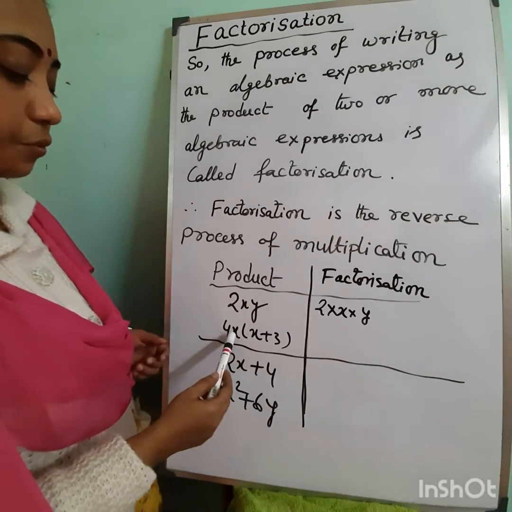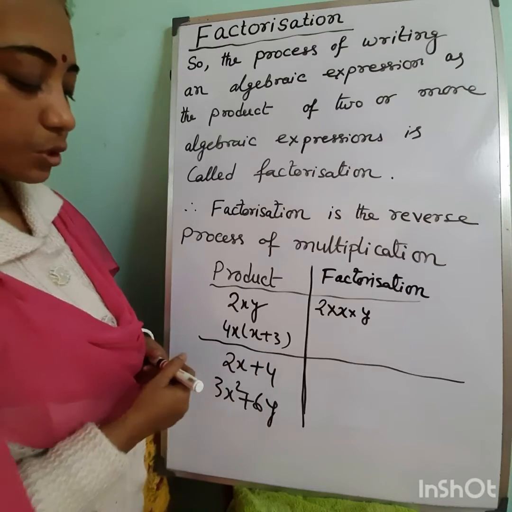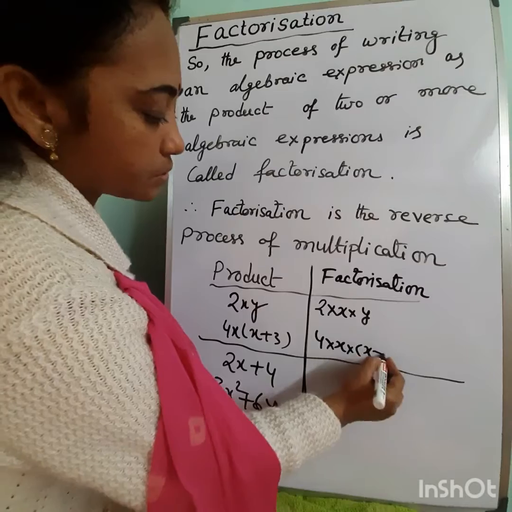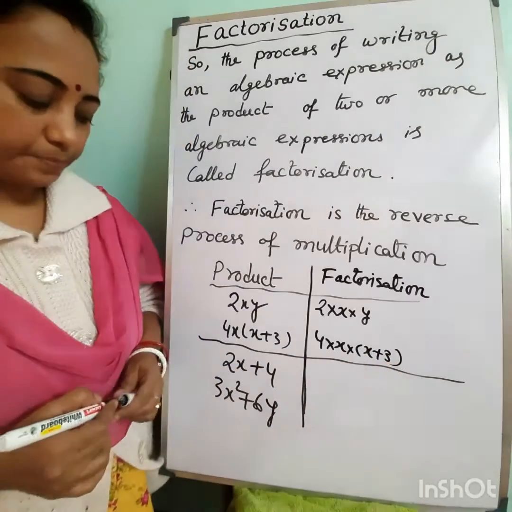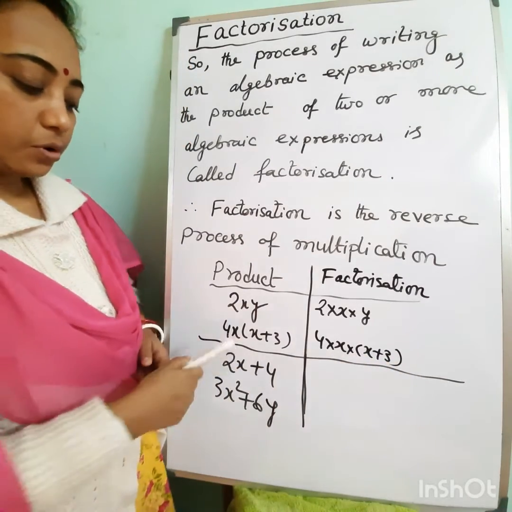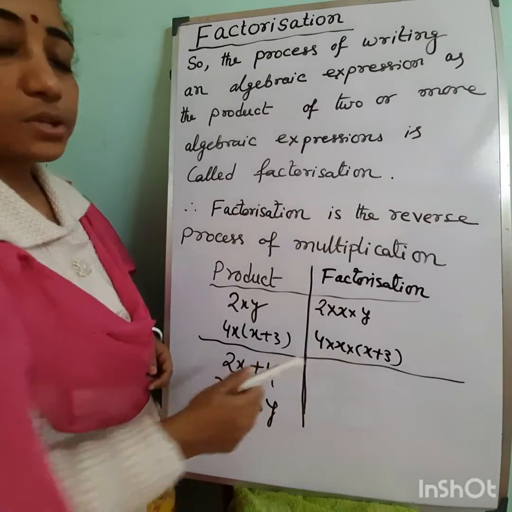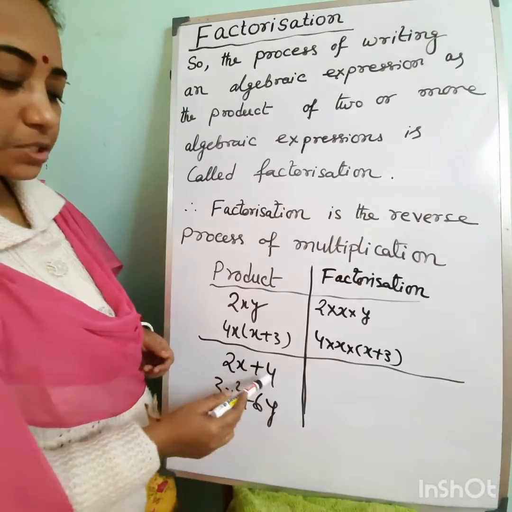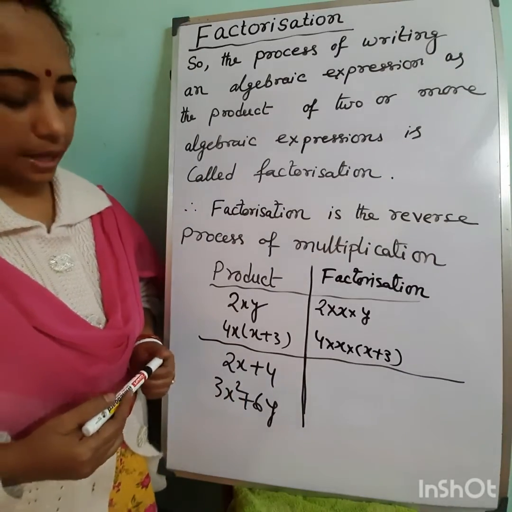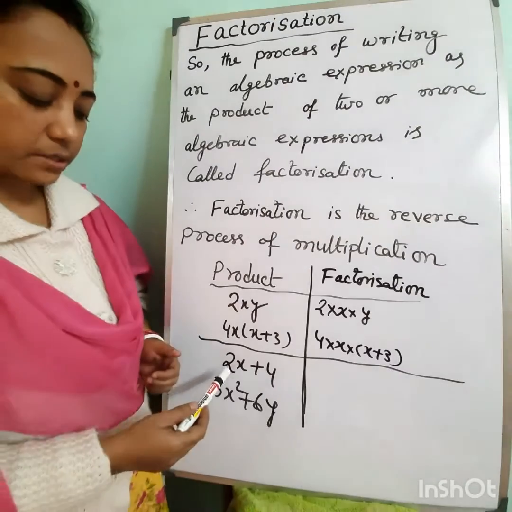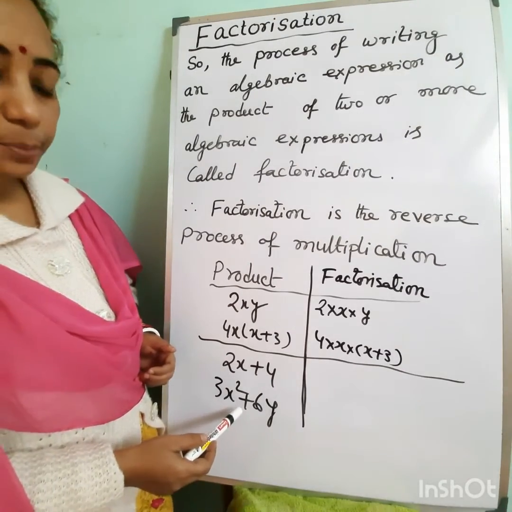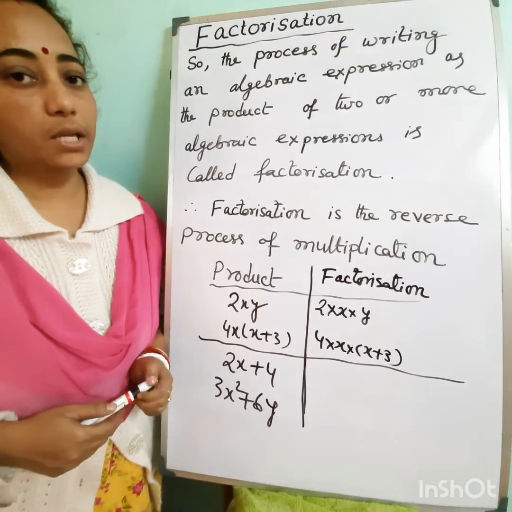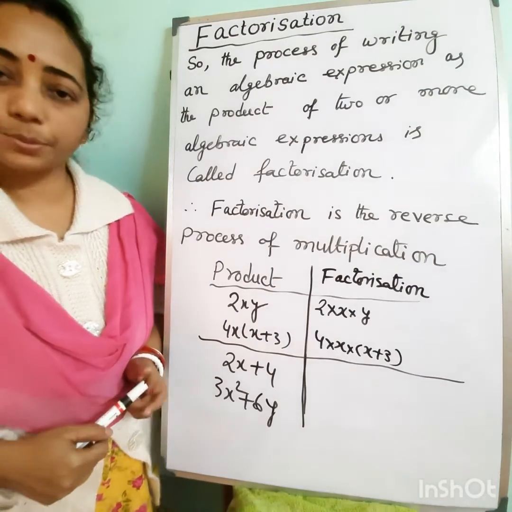Also 4x multiplied by x plus 3 can be easily written as 4 multiplied by x multiplied by x plus 3. So it is given in its factor form. That means here 4x and x plus 3 are the factors of 4x into x plus 3. But here 2x plus 4 is not written as the product of its factors. In the second case also, 3x square plus 6y is not given as the product of its factors. So in this case, we need to find the factors of these expressions.